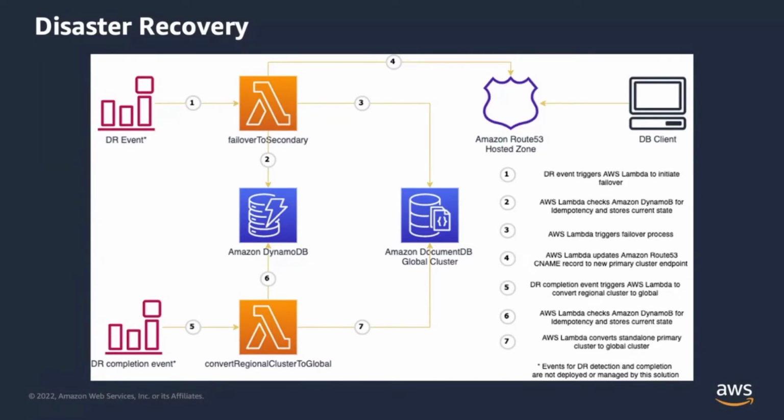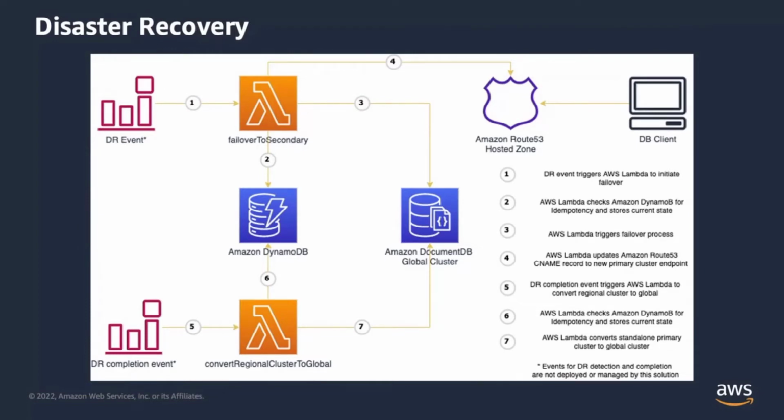Now, in my experience with different customers, I've seen the DR event defined differently by different customers. So we give you the flexibility to define what that DR event is, and then you can just add that as a trigger to the Lambda function.